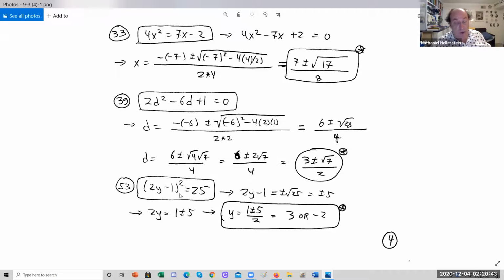Now for this one, we won't need the quadratic formula. It's just solved by square roots. The square of 2y minus 1 equals 25. Well, therefore, 2y minus 1 is plus or minus root 25. So 2y minus 1 is plus or minus 5. Add 1 to both sides. 2y is 1 plus or minus 5. Divide by 2, you get y is 1 plus or minus 5, all that over 2. You add these, you get 3. You subtract these, you get -2. 3 or -2. Those are the solutions to this one.